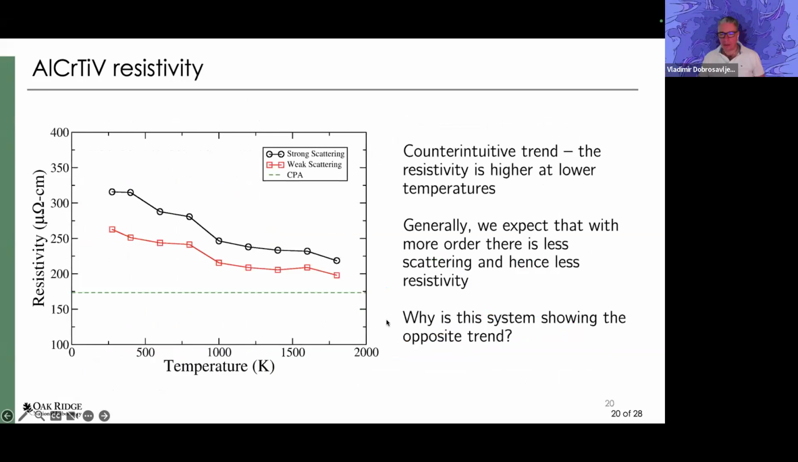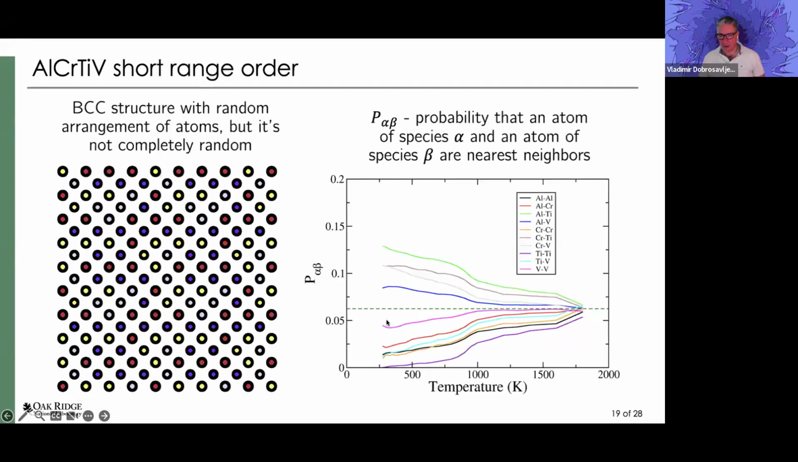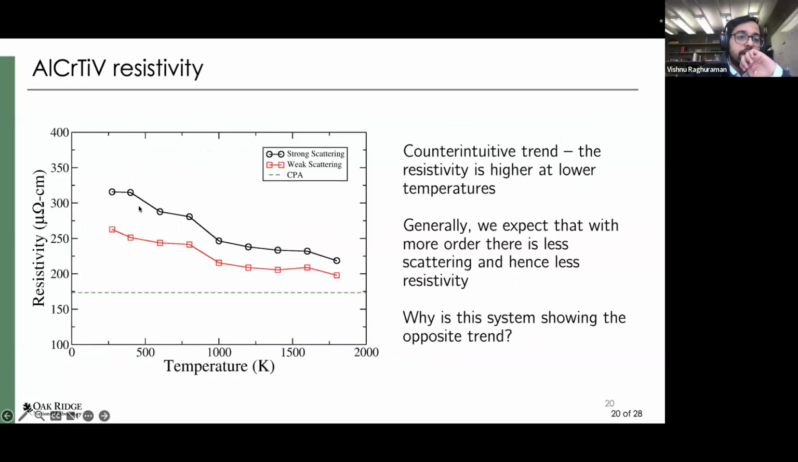Can you explain what the different curves here mean? Here each curve represents a pair of species. For example, this green line represents the pair correlation between aluminum and titanium. So what is the probability that an aluminum atom and a titanium atom are next nearest neighbors? I see. Thank you. Very nice. Using this, we calculated the resistivity.